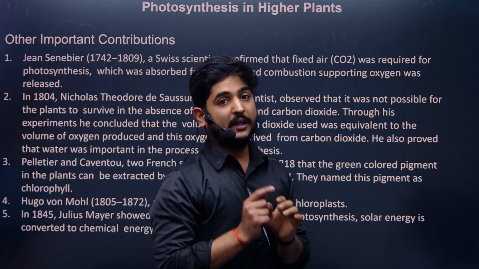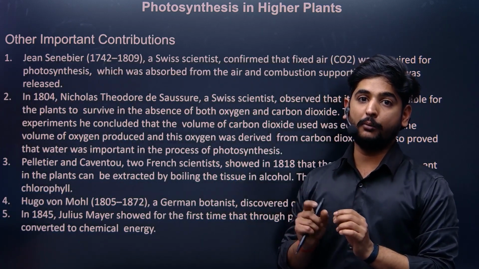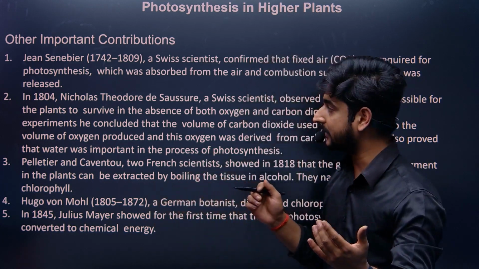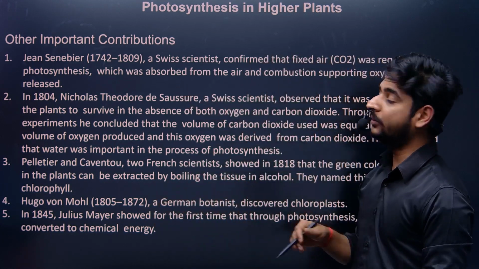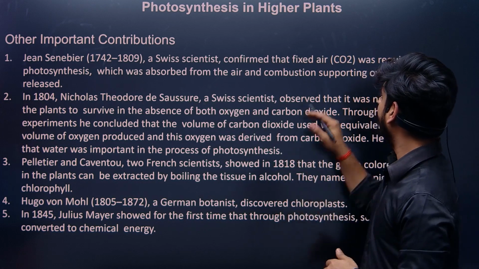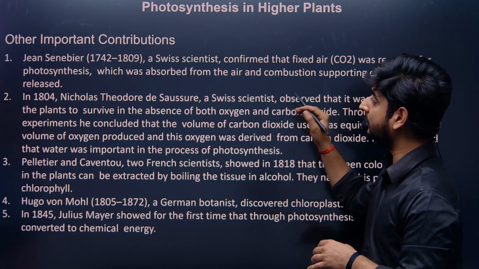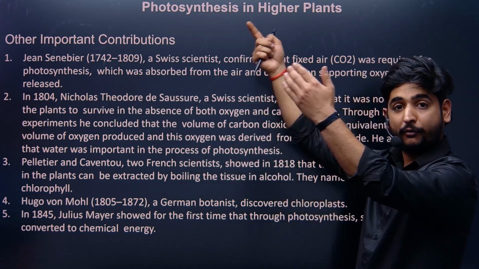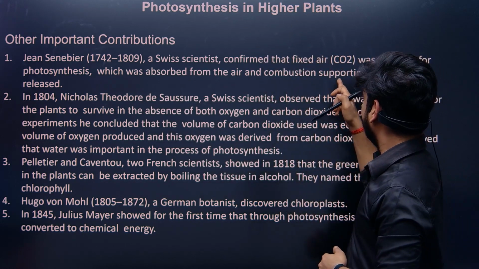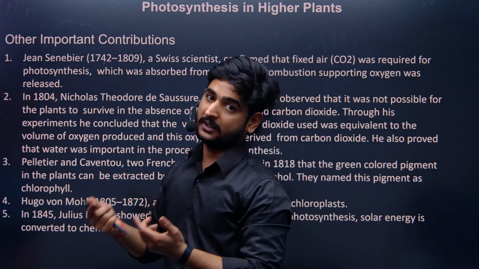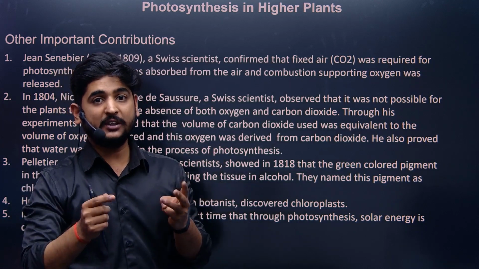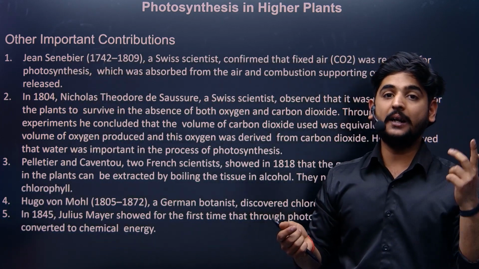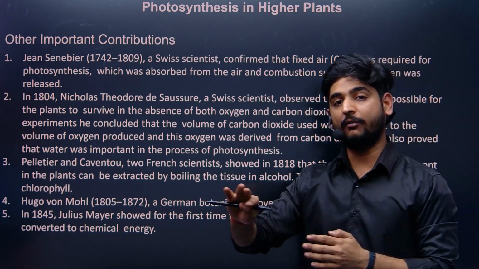Other than this, there are a few scientists whose contribution is also important and may come in the exams. It is very easy. Let's try to understand. John Senebier, who is a Swiss scientist, said simply that fixed air, that is carbon dioxide, was required for photosynthesis and it was absorbed from the air and combustion-supporting oxygen was released. 3 things he said. First, carbon dioxide is being used. Where is it coming from? Coming from the atmosphere. And lastly, oxygen is being evolved.